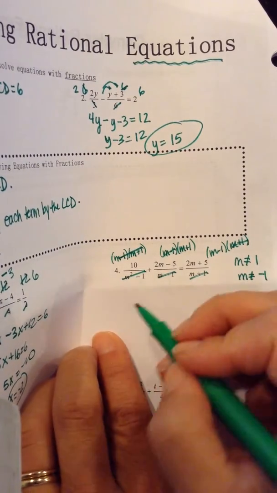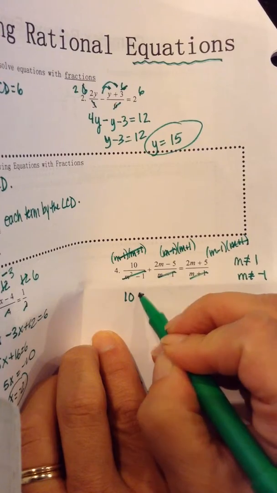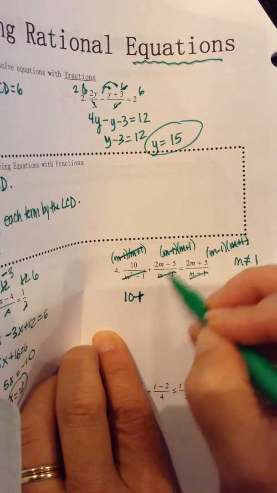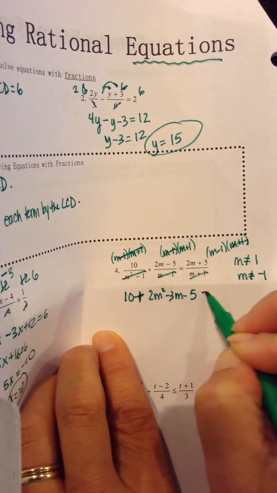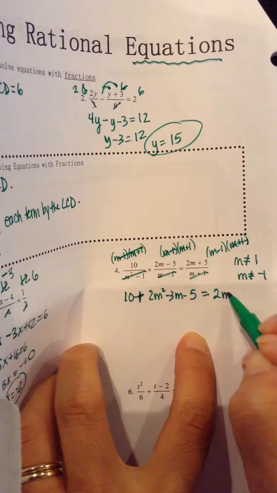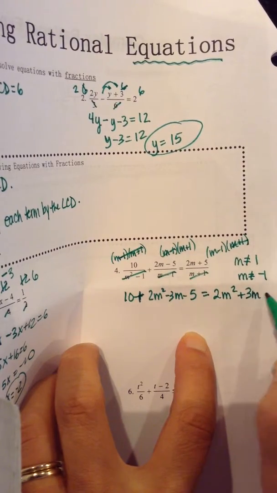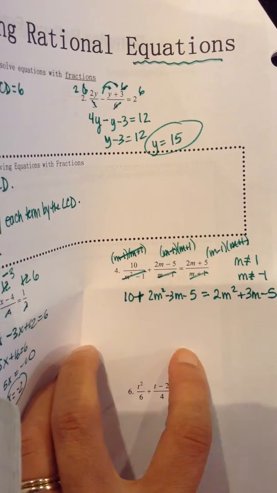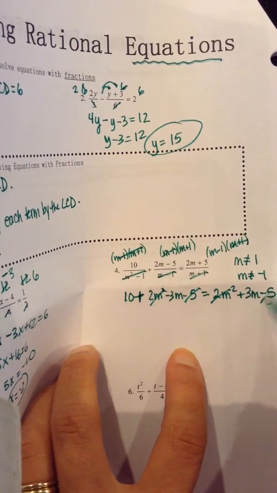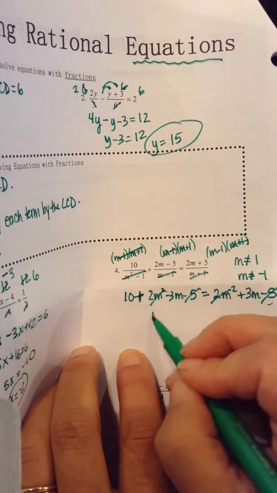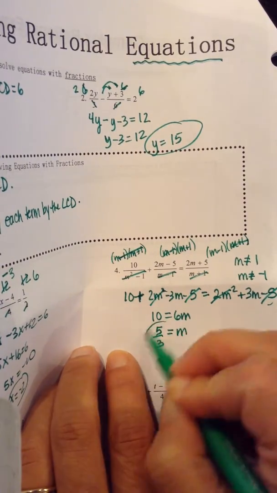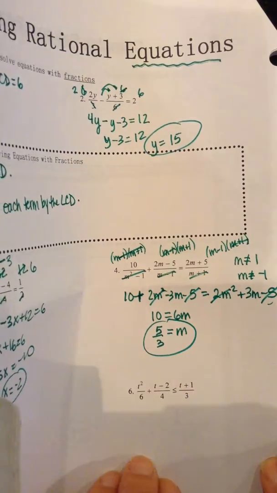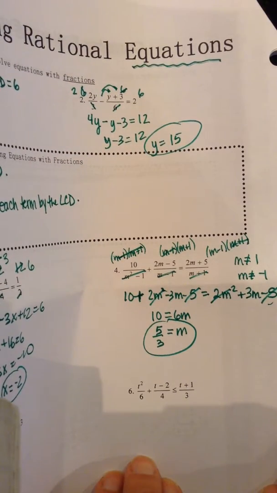This one is a little bit tougher here because here I actually have a FOIL problem. So I'm going to FOIL that in my head here: 2m squared minus 3m minus 5. And then here when I FOIL it is 2m squared plus 3m minus 5. We've got things that cancel out on both sides, the negative 5s, the 2m squareds. This is going to be 10 equals 6m, so m is 5/3. It didn't turn out to be quadratic, kind of lucked out there that it canceled, but sometimes it will turn out to be a quadratic after you've cleared the fractions.